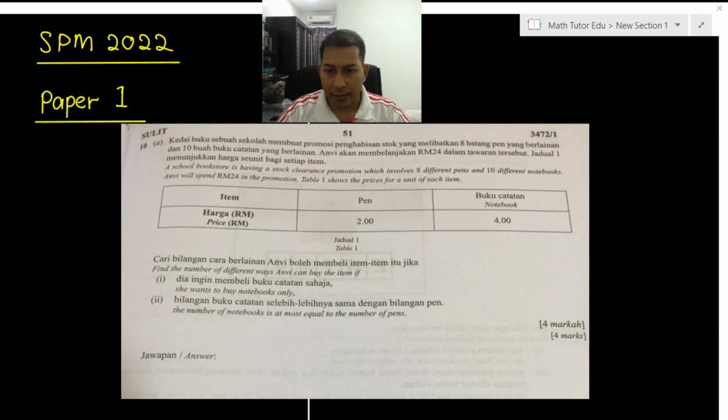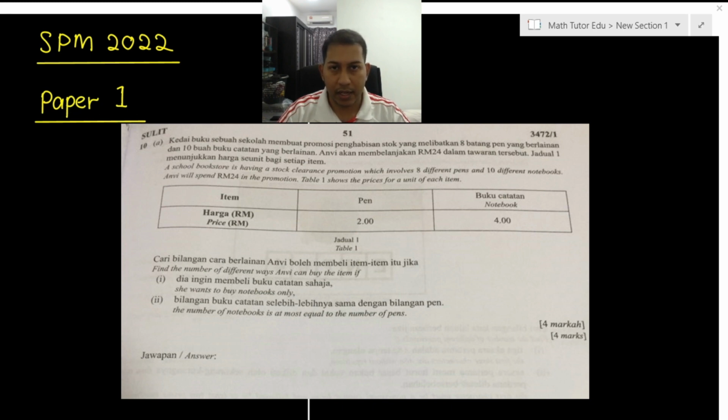As you can see in the table, the price for one pen is 2 ringgit, whereas the price for one notebook is 4 ringgit. Continue to read the question. Find the number of different ways NV can buy the items if she wants to buy notebooks only. That's for part 1. For part 2, the number of notebooks is at most equal to the number of pens. So this is question 10 part A.